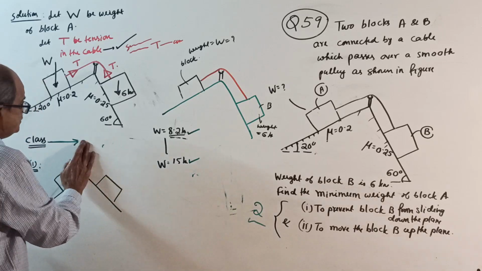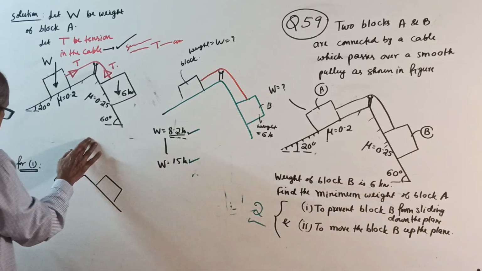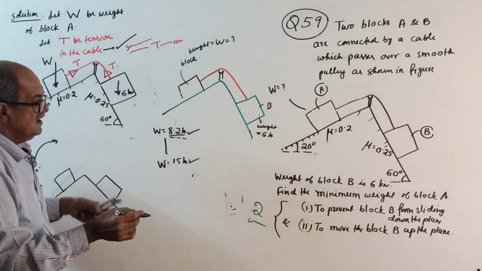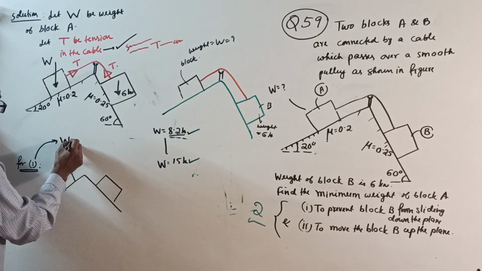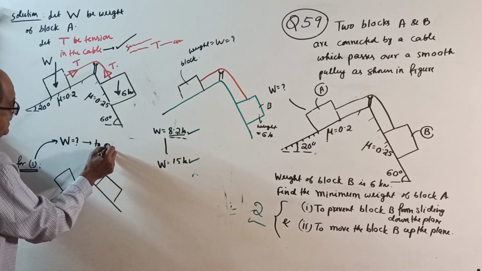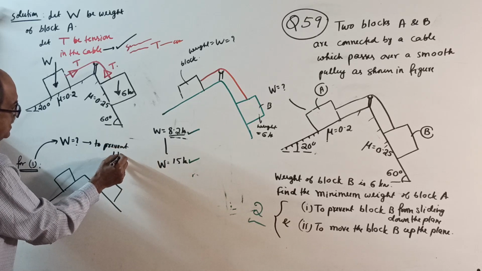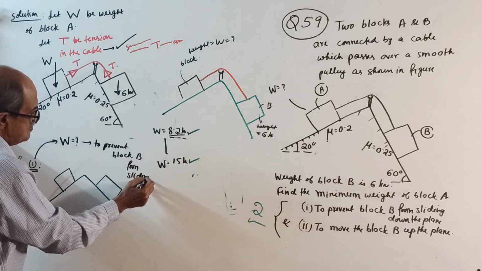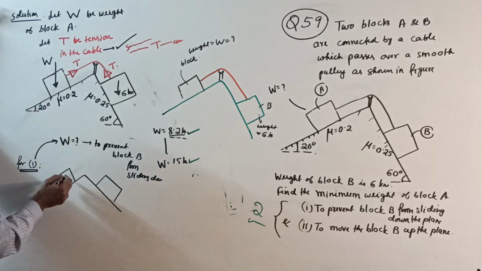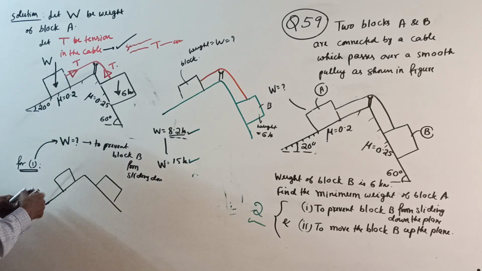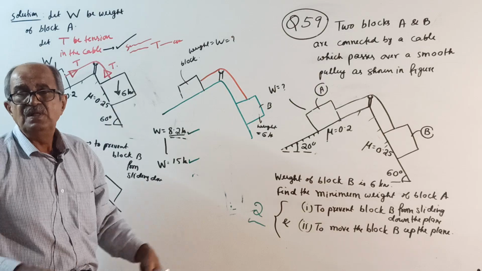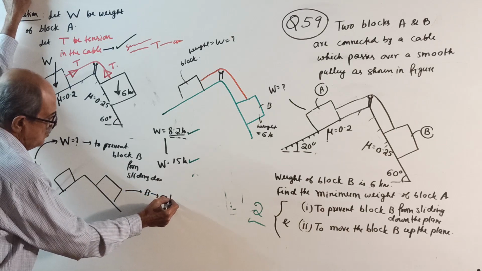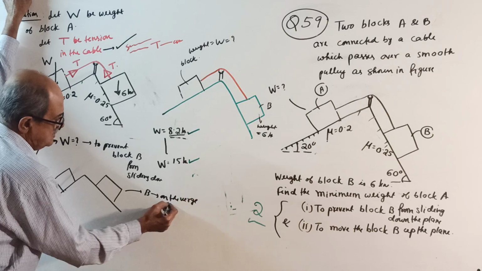See class, questions can be asked in different ways. Now, I will first explain for one. Those who are serious, you write everything. First one is to find W of block A to prevent block B from sliding down. Therefore, imagine this weight is removed, that will slide down. Means block B is on the verge of sliding down.